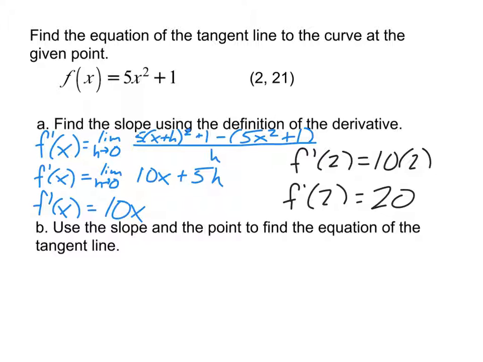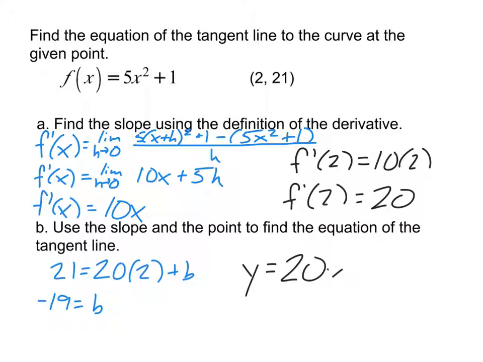All right, now we go into part B. We find our equation now of the tangent line. So I already have the slope being 20. And so then I also have this point up here at (2, 21). So I plug that into y equals mx plus b. The y is 21. So I go 21 equals m, the slope is 20, times x, which is 2, plus b. And go ahead and figure that out. So 20 times 2 is 40. Subtract the 40 from both sides. We end up getting negative 19 equals b. Therefore, the equation of our tangent line is y equals 20x minus 19.